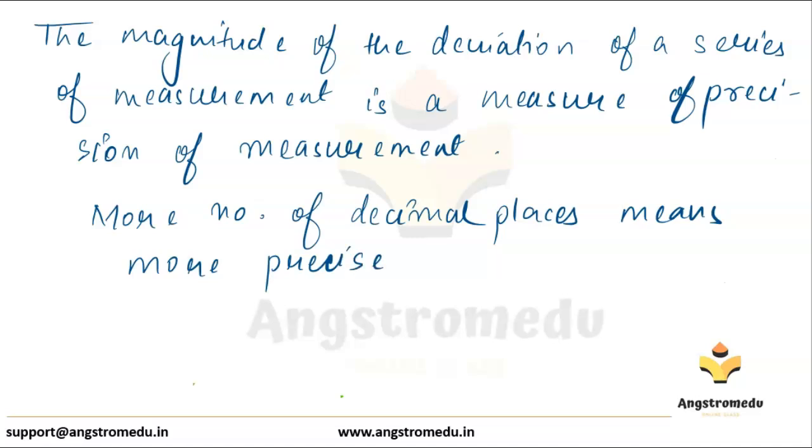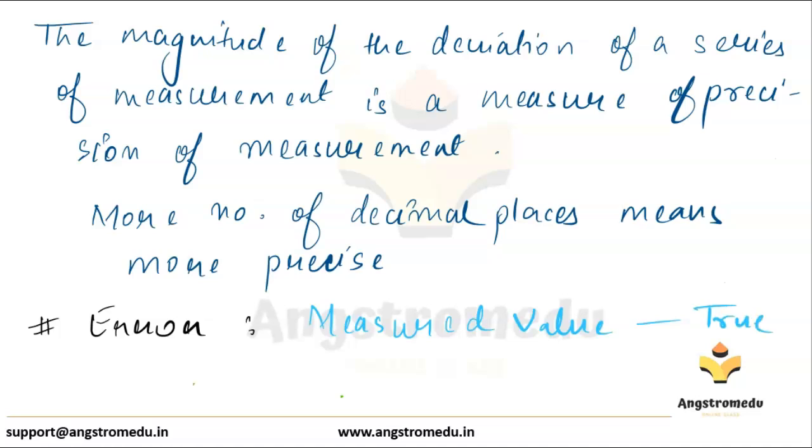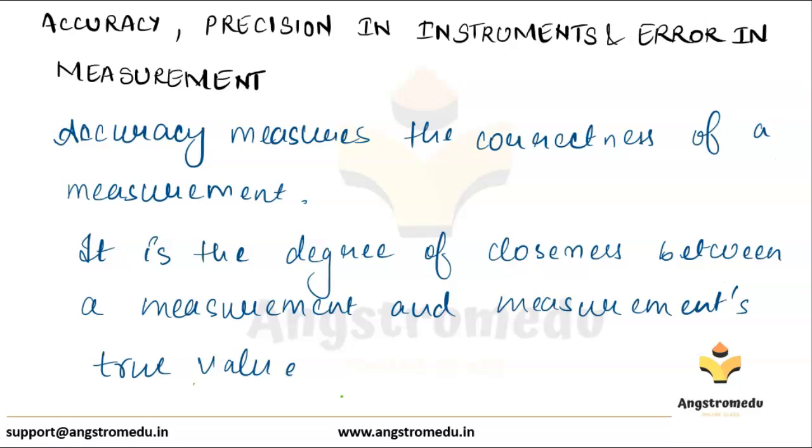Now if we talk about the errors in measurement, so what is error? Error is the difference between the measured value and the true value or actual value. So measured value minus true value is actually the error in measurement. So this is all about accuracy, precision and error.